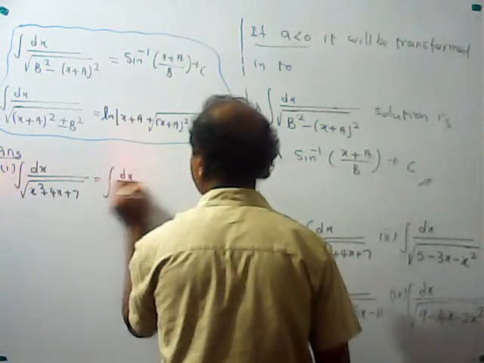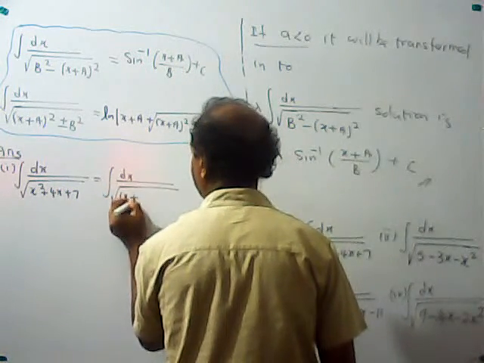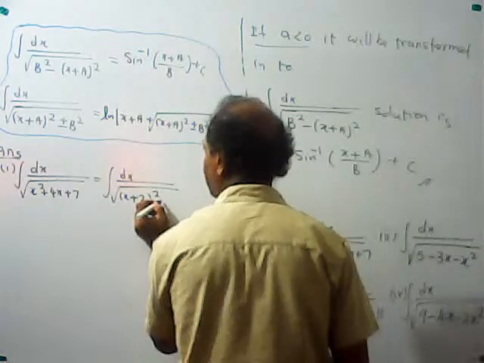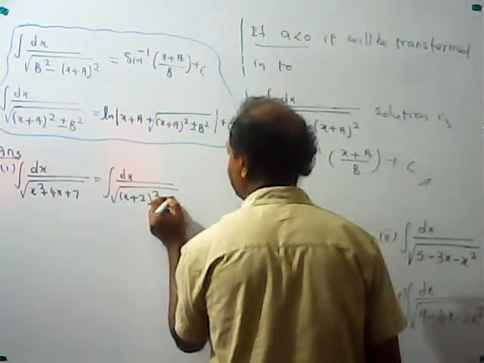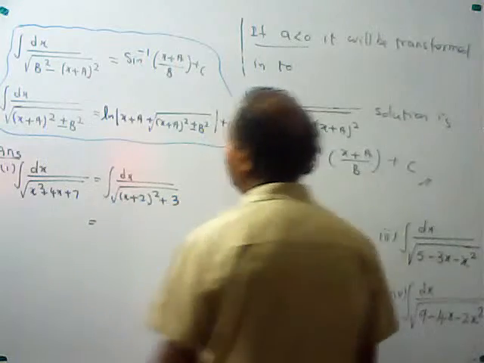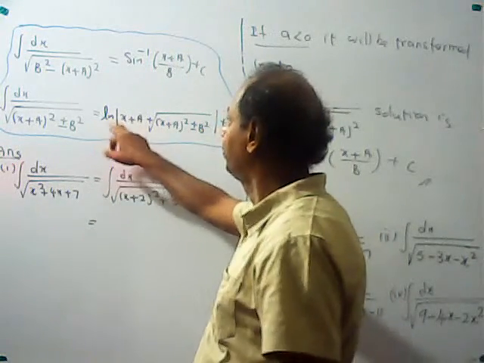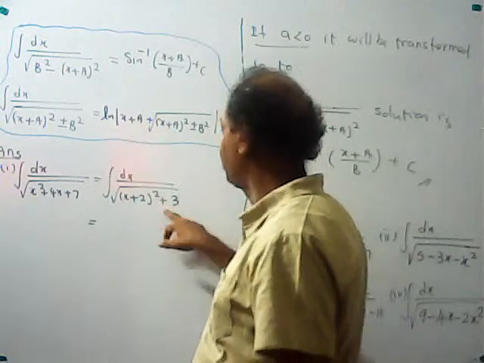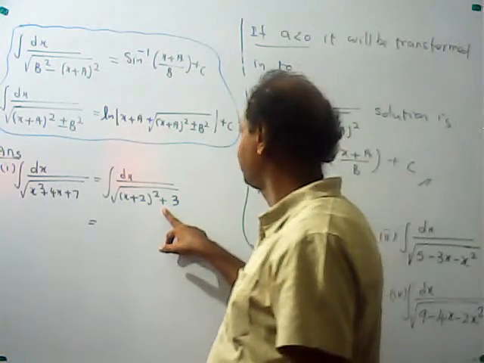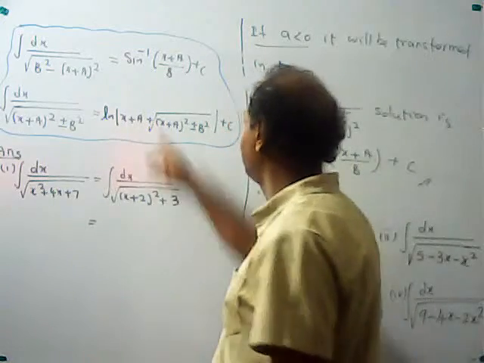Complete the square. You get (x plus 2) squared minus 4 plus 3, that's plus 3. It's in this form. The first one is of this form. So the answer, whether you get a plus constant or a minus constant, no problem. This can be applied, so it is the ln form.